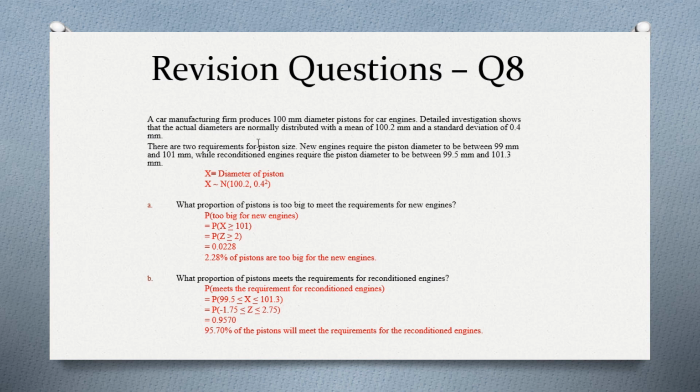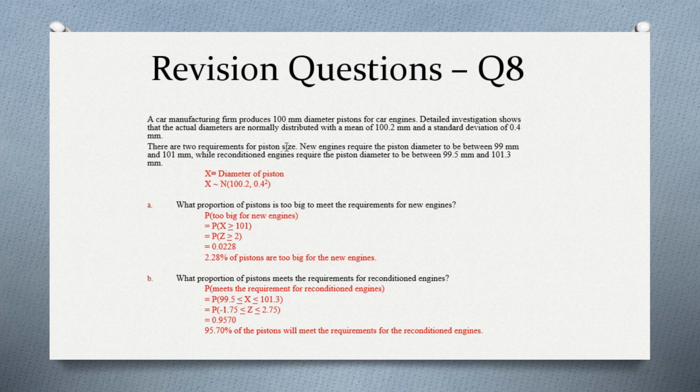This is a normal distribution again. There are 2 requirements, the new engine, and basically everything is given to you in the question, so you just follow accordingly. What proportion of pistons is too big to meet the requirement for new engines? Too big for new engines. So what is new engine? Read the question here.